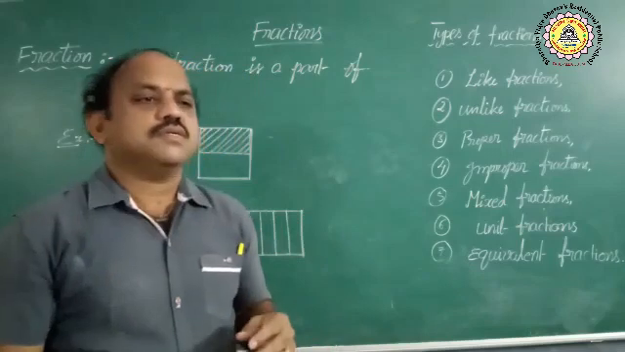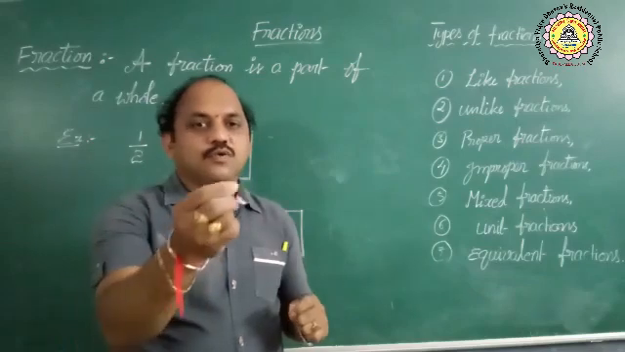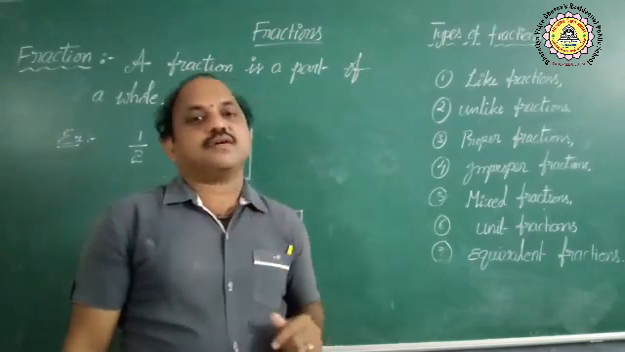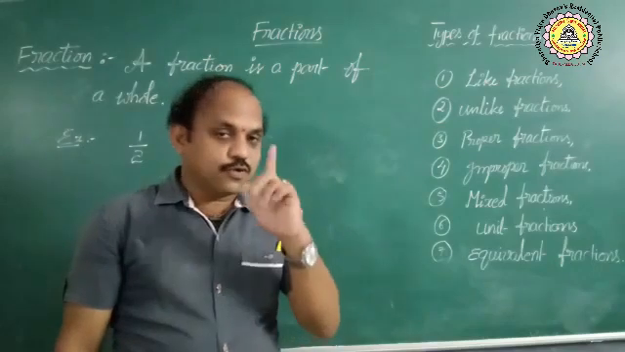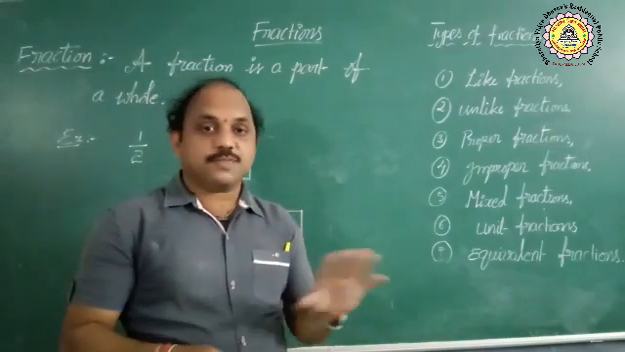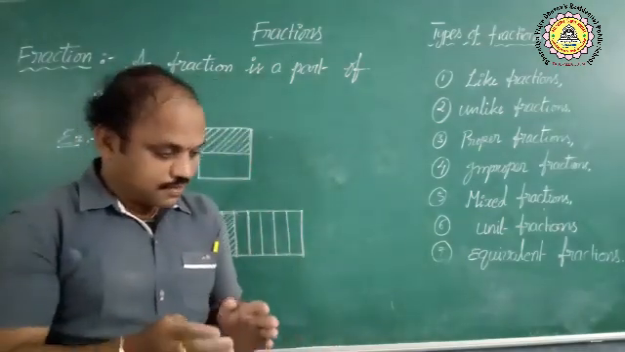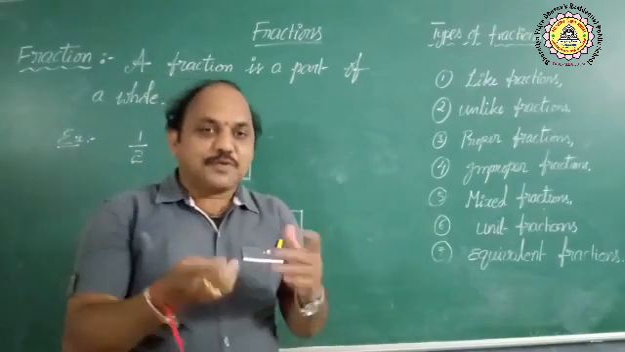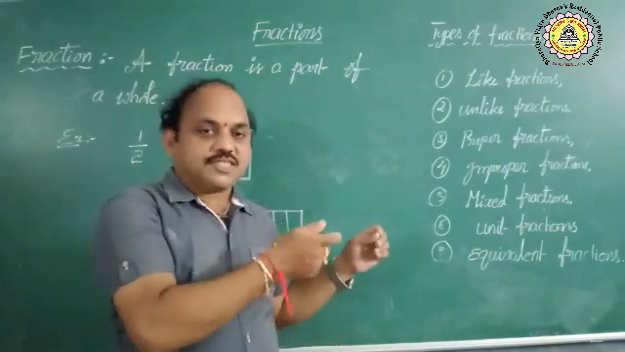How? Suppose two children are going into the market to purchase one pizza. How many pizzas do they want to purchase? Only one pizza. So how many children went to the market for the pizza? Only two children. They want to distribute the pizza into two equal parts. That we will show in fraction form, that is 1 by 2.